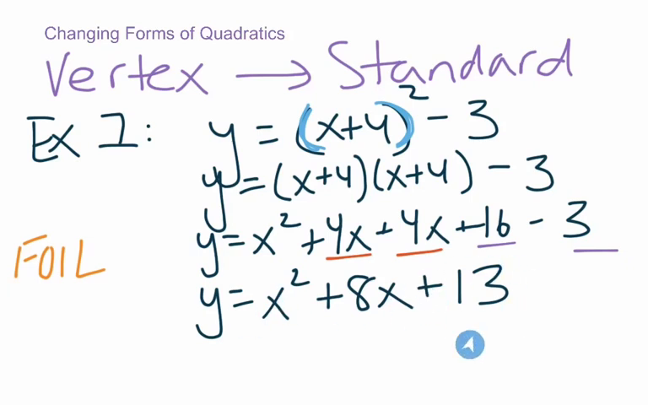And now you know your y-intercept is 13. The vertex is -4, -3. But the y-intercept is 13. So the different forms give you different pieces of information.